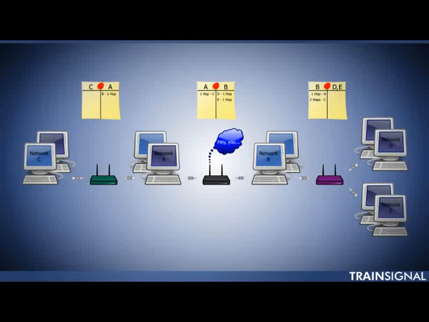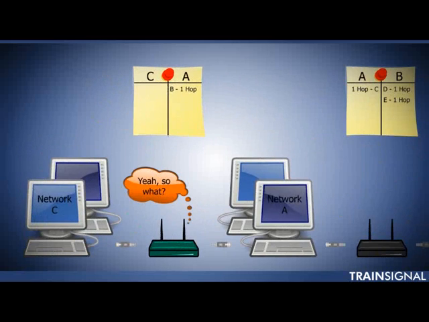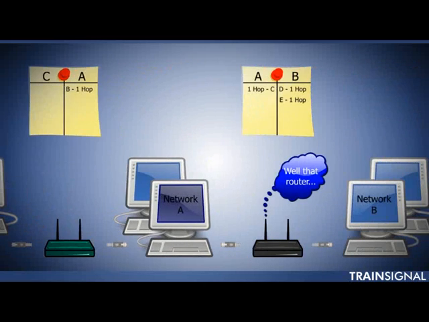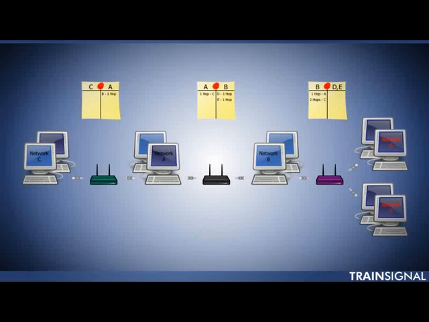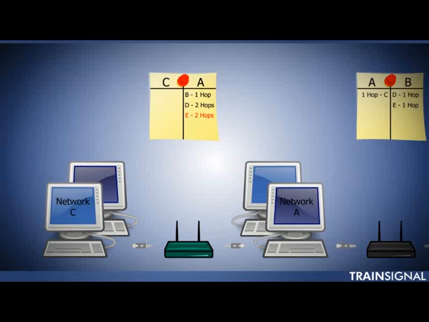Hey you, the router over on network A. I just found out about another router on network B. Yeah, so what? Well, that router is also connected to networks D and E. I just thought you might want to know. Hey, that is good information. Thanks. And as you can see here, this router has now added D and E, each being 2 hops and each going out through another router connected to network A.